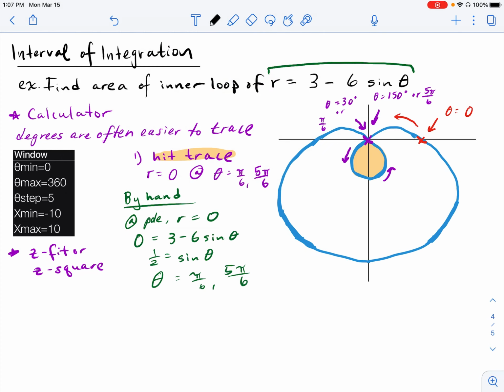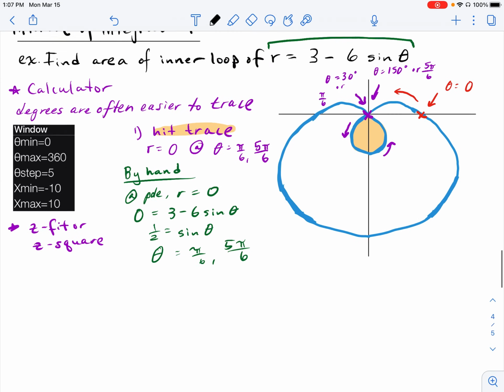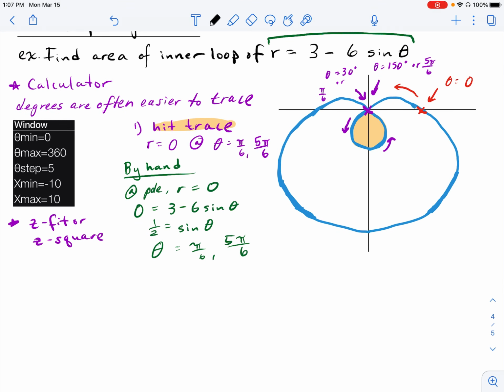So speaking of integration, let's do the integral first, and then make sure that we understand graphically what's happening as we're integrating. So we know that the area is going to be the integral from pi over 6 to 5 pi over 6 of 1/2, and I'm just going to write this out first, and mention a couple things you can do with your calculator just to make sure that you get the correct answer. Our r function squared d theta.